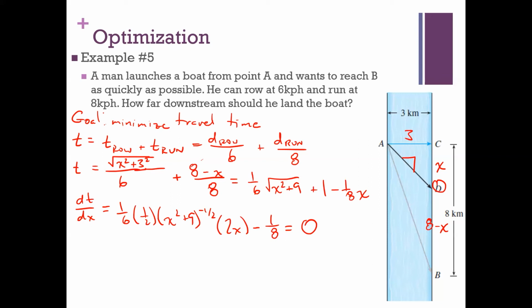Those two terms right there, the 1/6 square root of x squared plus 9, is that just by dividing? Yeah, instead of having this divided by 6, we just multiply by 1/6. And then what in here simplifies? Anything? So 1/12 times the square root of x squared plus 9.